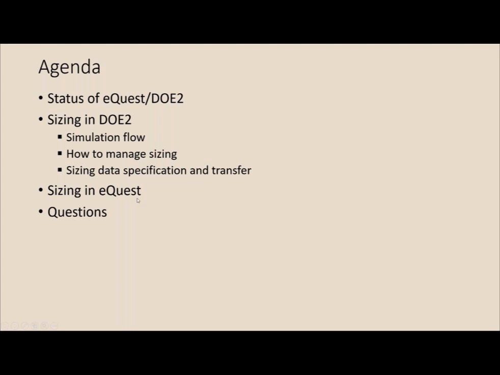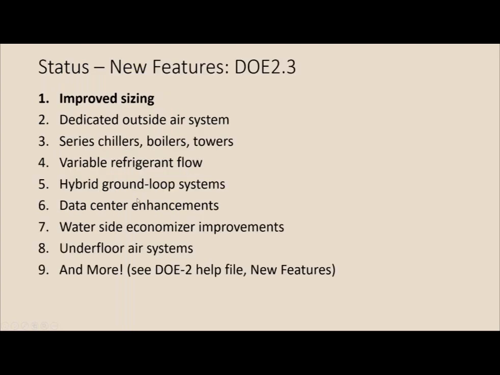Here's a list of the new features in DOE2, or the key new features. There's a lot of other smaller things. And I'm going to be talking today just about the improved sizing aspect of it. Next week, I'll be talking about dedicated outside air systems and series chillers, boilers, towers. And then the fourth session will be just on the variable refrigerant flow.